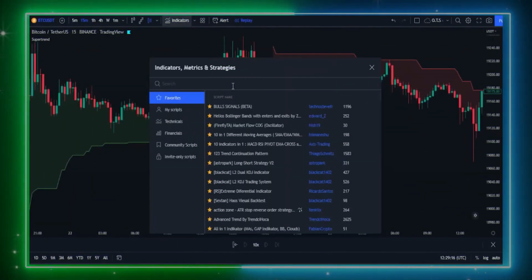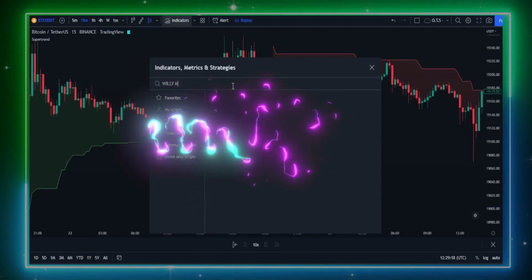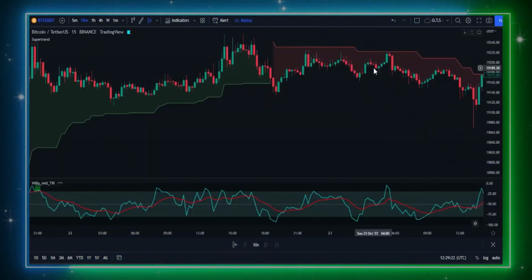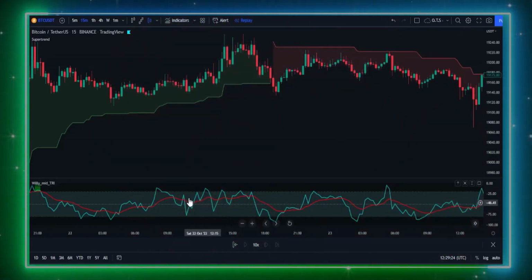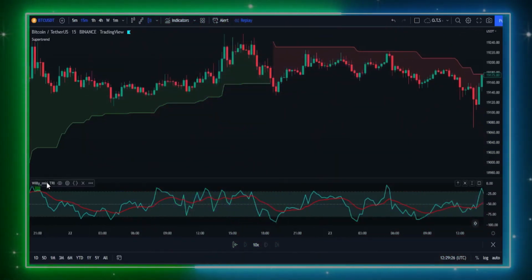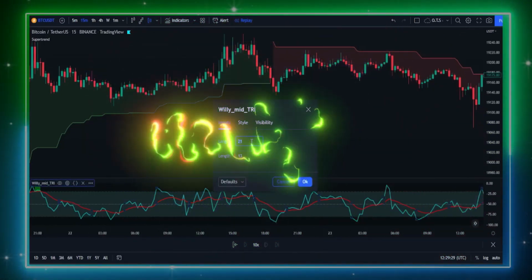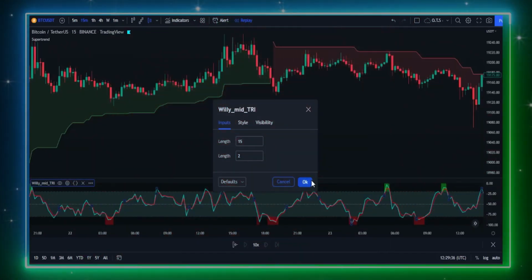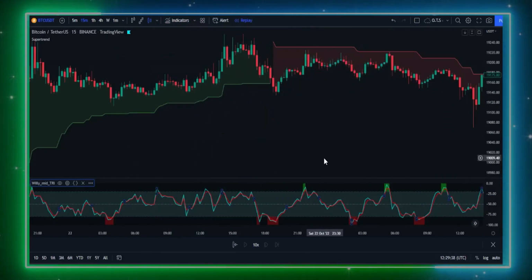The second indicator in this video will be the Willy Mid indicator, and to find it, type Willy Mid, and choose this indicator, which is created by Alex Punt. This indicator works well with large frames, and to make it work even with small frames, we will change some settings. Change the first length to 15 and change the second length to 2. And now the indicator is ready.